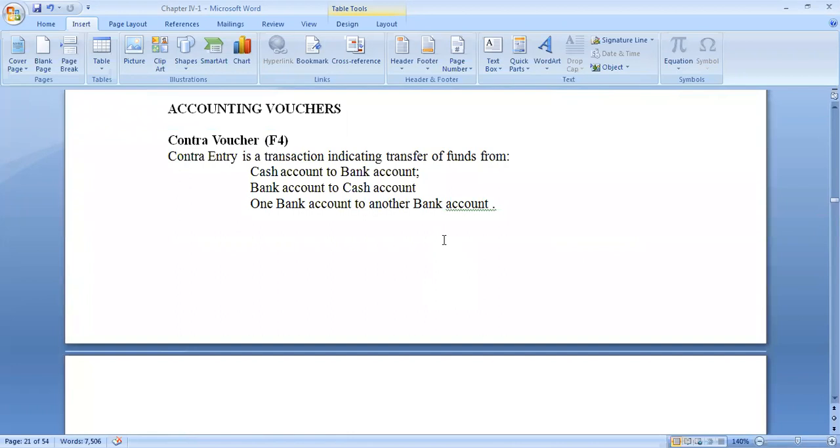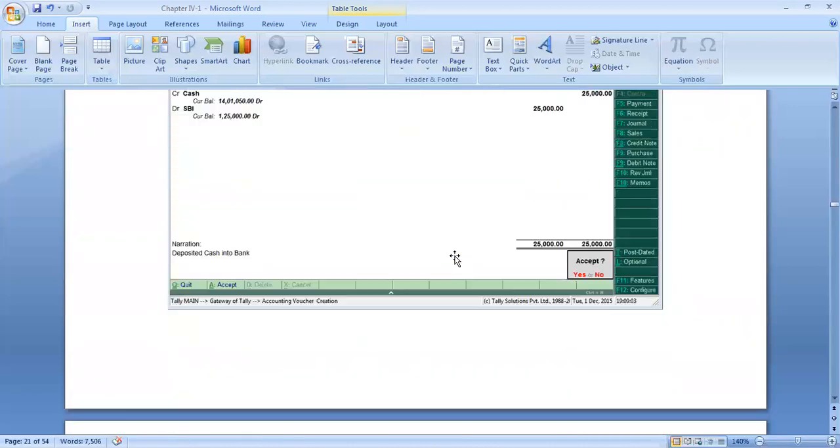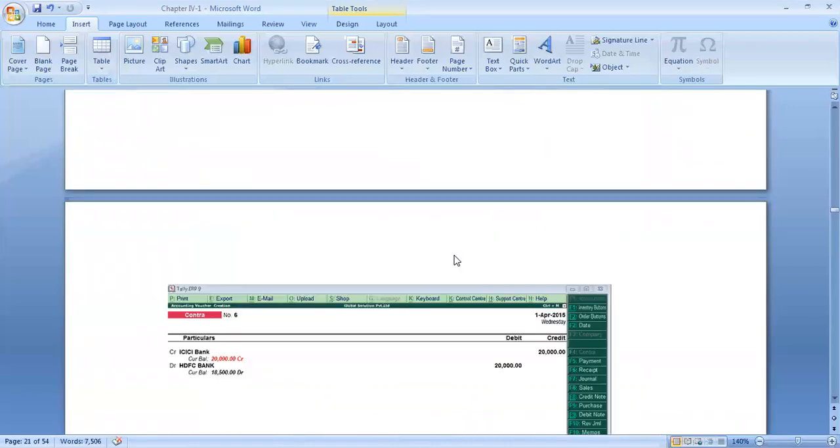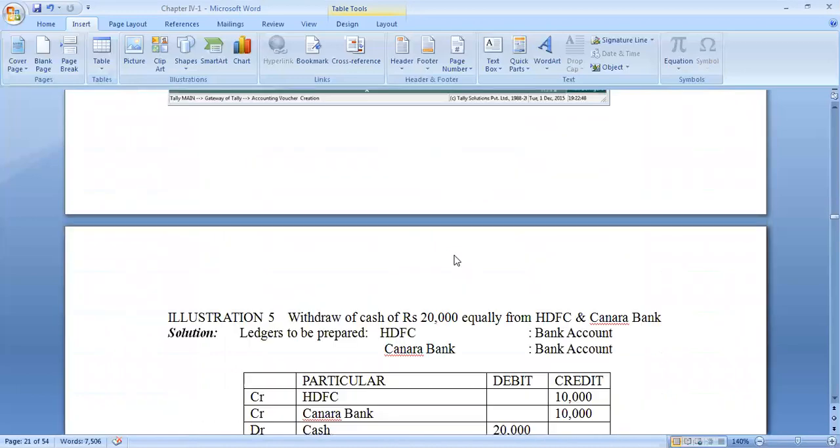If you just click on the F4 feature in Tally ERP 9, you can directly go for contra voucher transactions. So what is a contra voucher, which we have discussed? Any kind of bank to bank transaction, cash to bank transaction, or bank to cash transaction is applied in contra vouchers. And now we will discuss payment vouchers.